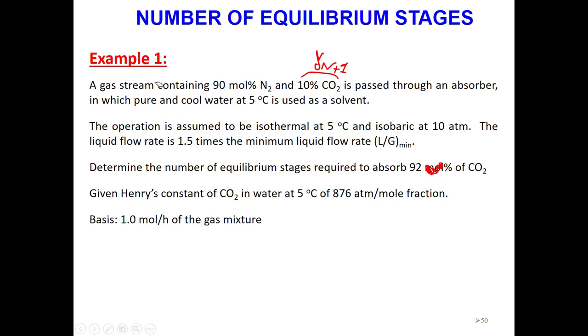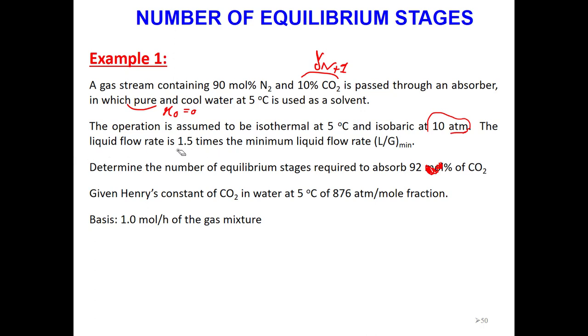First of all, water is a liquid phase, so we will use x. Since it's coming from the top, at the top we have x0, which is 0. The operation is assumed to be isothermal and isobaric, at 10 atmospheres. This is an important parameter that we need to use.